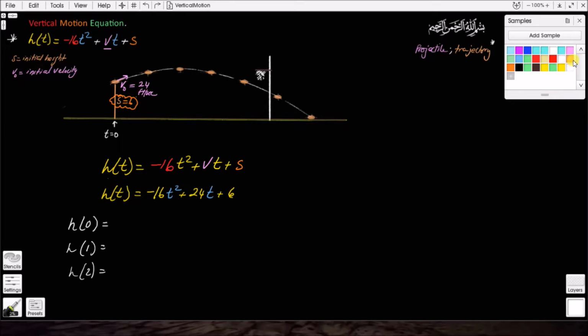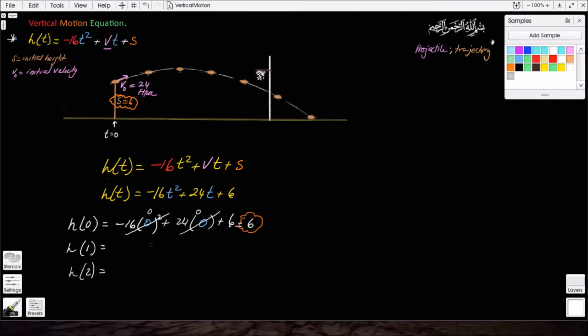Let's just do this experiment right here. What's the height of the object at time equals 0, initial time? Well, in that case, we would substitute 0 in place of t. So I have -16 times 0, and then we have to square that. As you can see, 16 times 0, even if it's squared, is still 0. 0 squared is 0, so this term is basically 0. 24 times 0 is 0. So I'm left with 6. So when the time is 0, the height is 6. But we kind of knew that already. That's the initial height of the basketball, right?